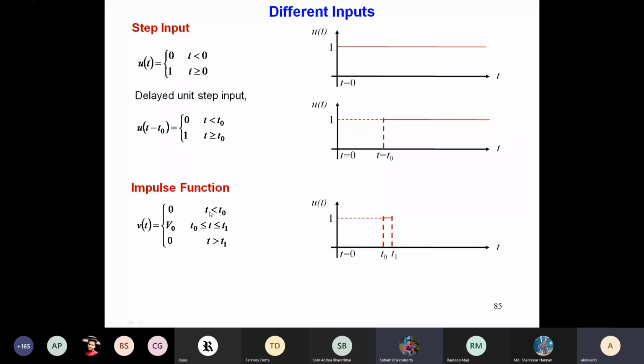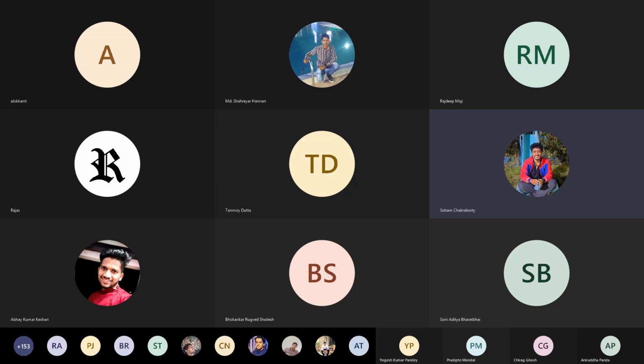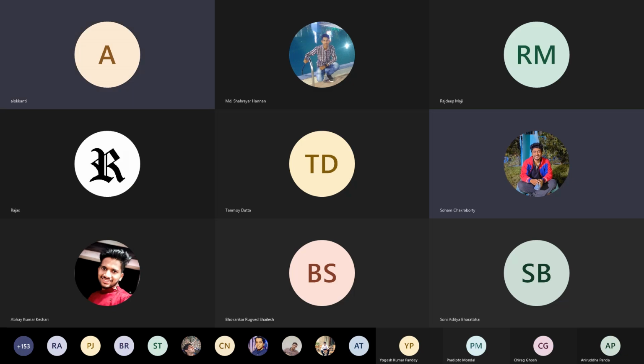Sir, here t naught and t1 have to be very close values. They can be close. It depends upon your application, what you are trying to do.